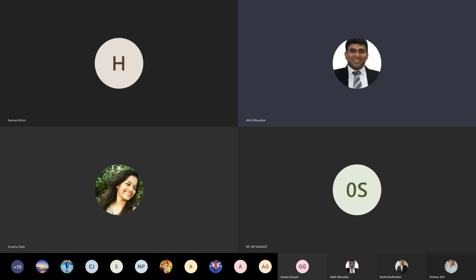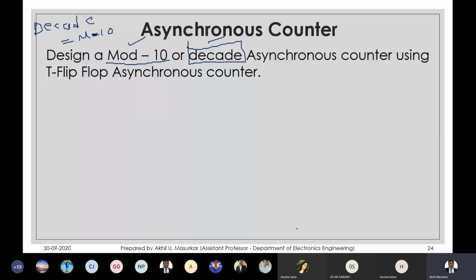So now you will design a mod 10 or a decade counter. Sir, decade screen means, is not visible. So you will now design a mod 10 or a decade asynchronous counter using a T flip-flop. Asynchronous is understood, that has to be a T flip-flop, and decade means obviously m will be equal to 10.